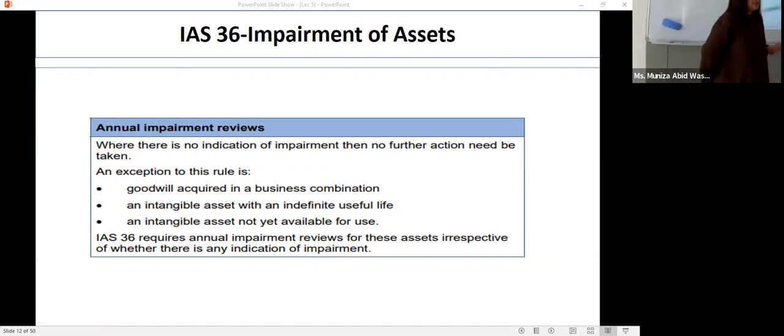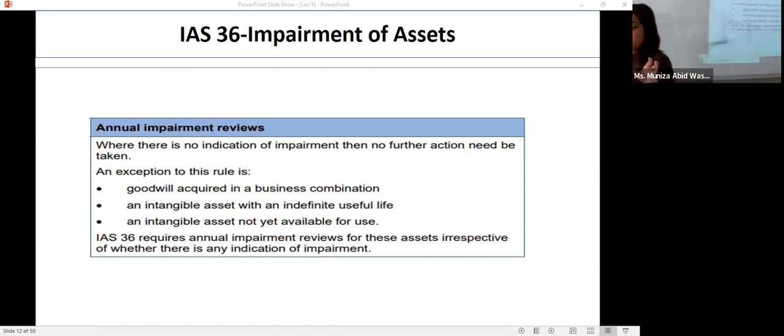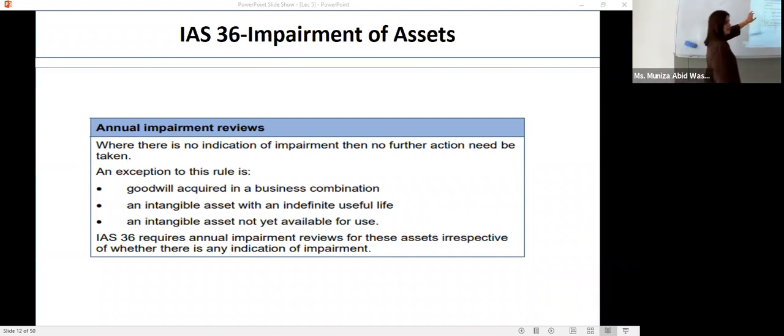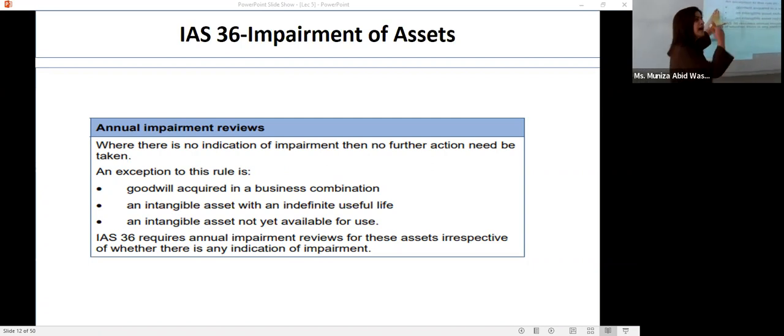the indicators of impairment. So let's read this slide quickly. Where there is no indication of impairment, then no further action need to be taken. Normally, we do say for property, plant, and equipment that when there is no indicator of impairment, we are not going to conduct an impairment review. But for these three kinds of assets, even if there is an indicator of impairment or not, we are going to conduct the impairment review.